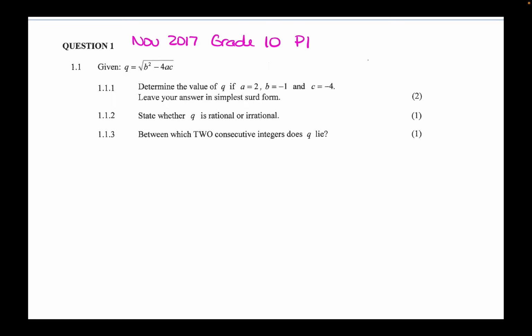Question 1, November 2017, grade 10, paper 1, and we'll start with 1.1.1, where they ask us to find the value of Q for given values of A, B, and C. You might recognize this square root of b squared minus 4ac as part of the quadratic formula, but you don't have to know that for this problem.